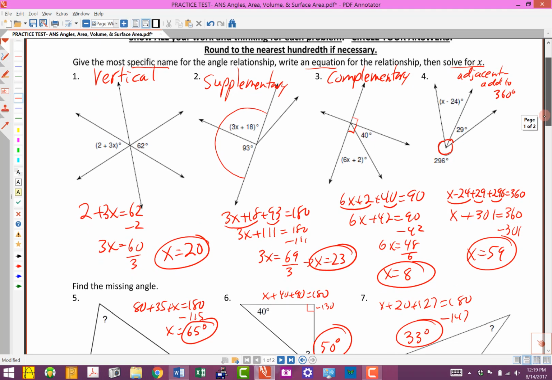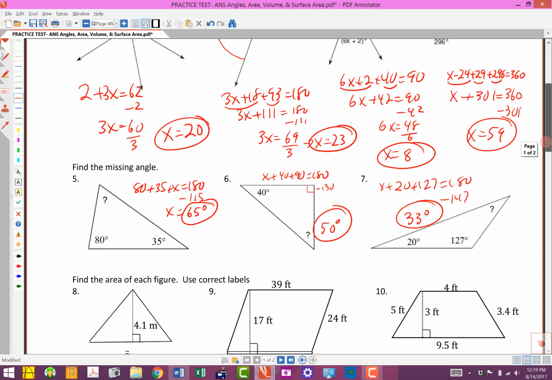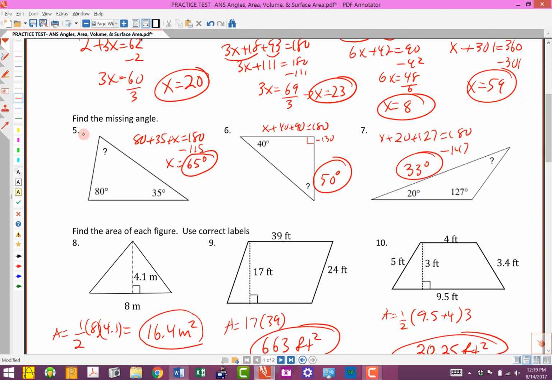So hopefully those are pretty easy problems for you. Great equation solving review, really good problems there. This next one says find the missing angle. So you'll notice that we've got 80 here and 35 here. I really would like to see an equation on this.